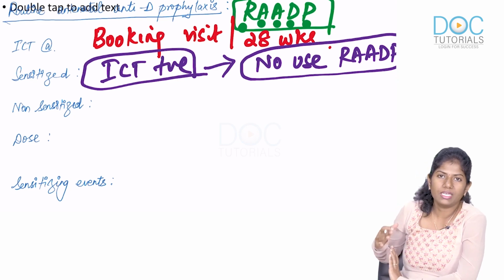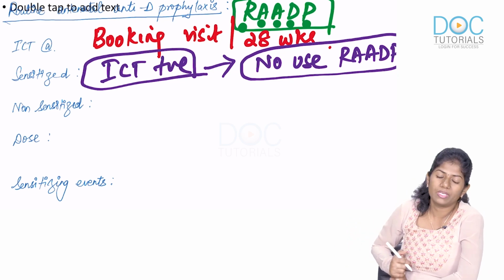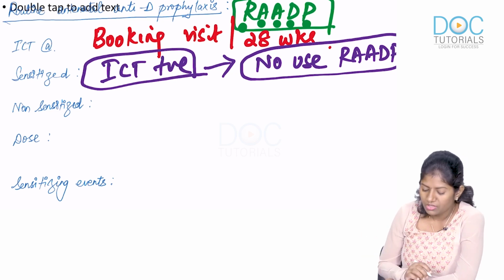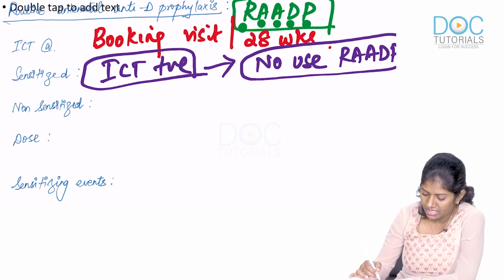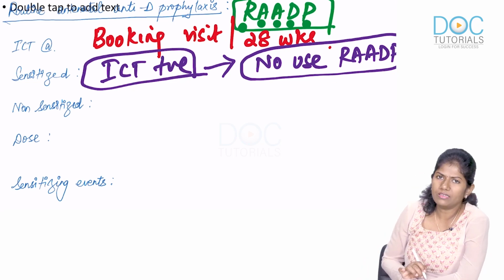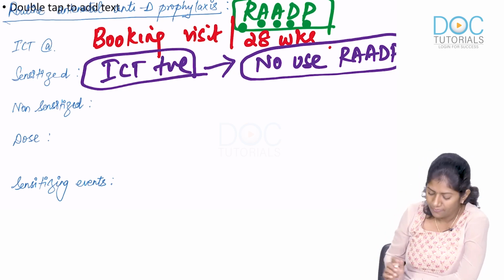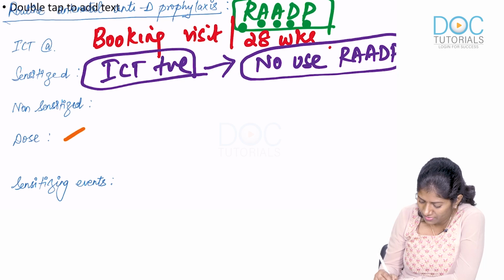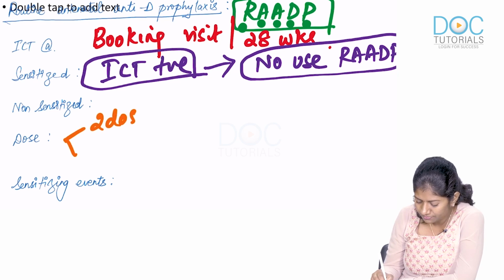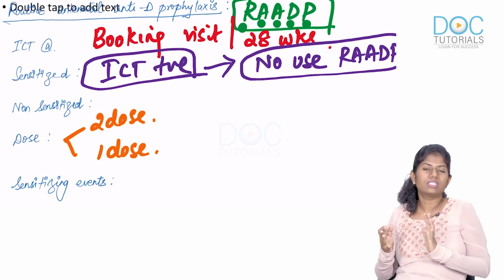Routine antenatal anti-D prophylaxis should only be given for women with negative ICT. So in case the woman is non-sensitized, yes, you can give, and the usual dose will be either 500 or 1500. The guideline says you opt for either a 2-dose technique or a single dose technique.